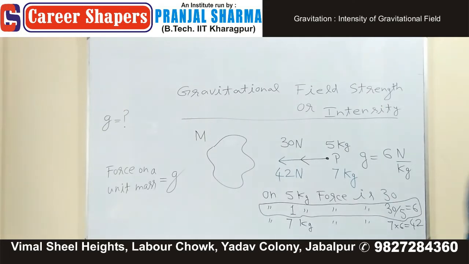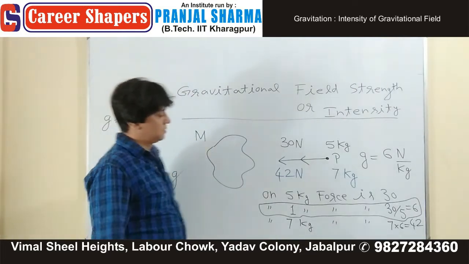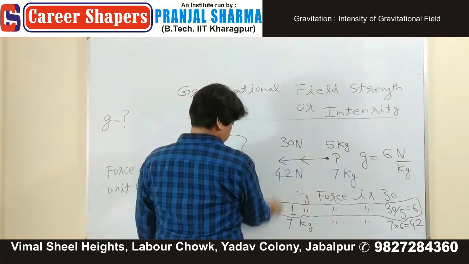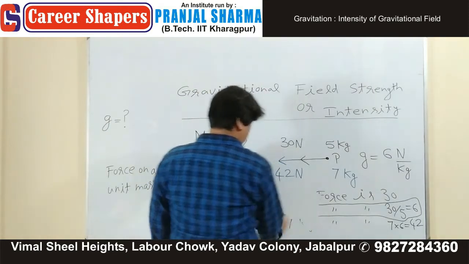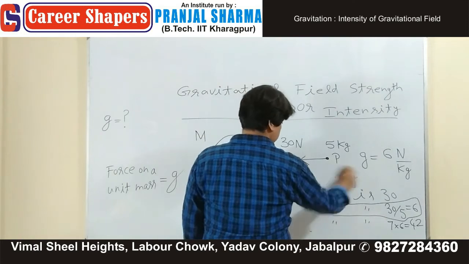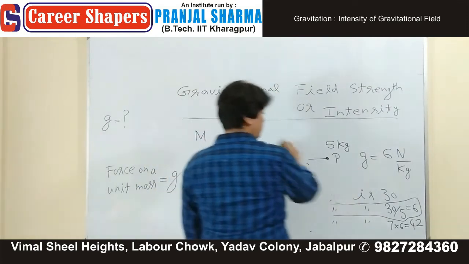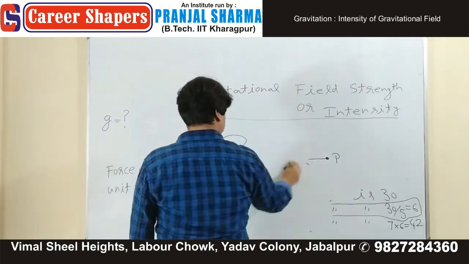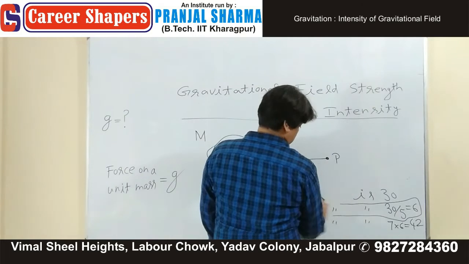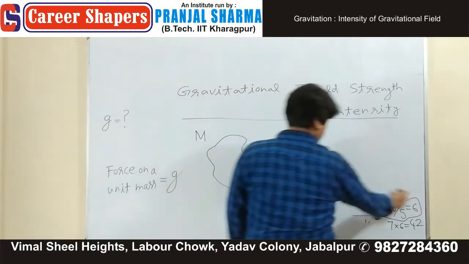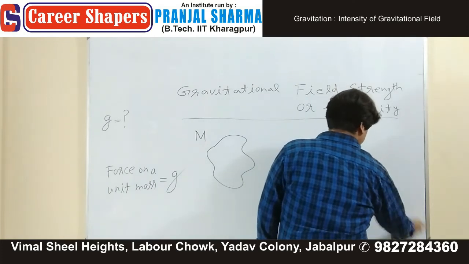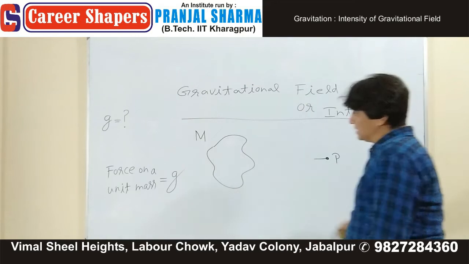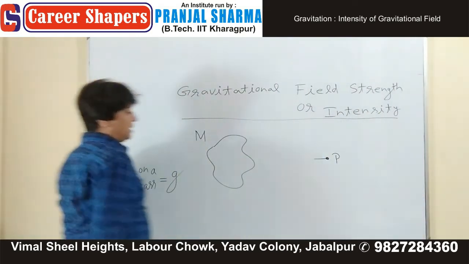Write down the statement. Gravitational force acting on a unit mass, gravitational force acting on a unit mass at any point is called intensity of gravitational field at that point.